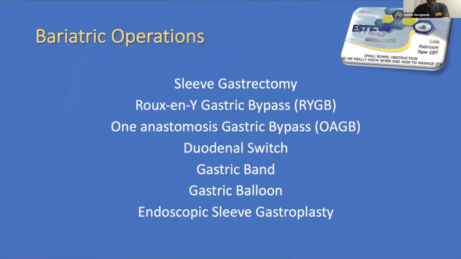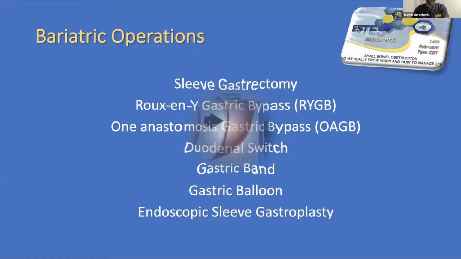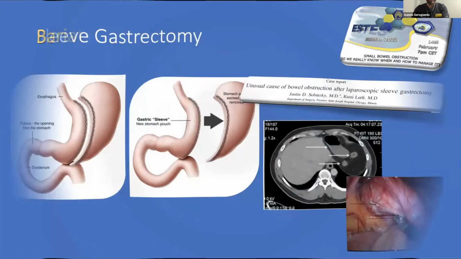So the bariatric operations are the sleeve gastrectomy, the Roux-en-Y gastric bypass that you all know, one anastomosis gastric bypass or mini gastric bypass, duodenal switch, gastric band, gastric balloon, endoscopic sleeve gastroplasty. Let's take one by one.